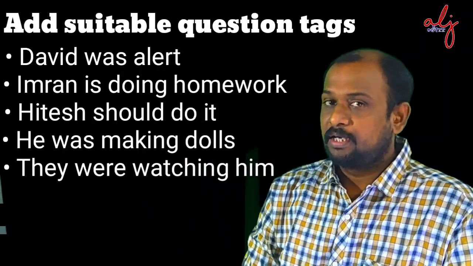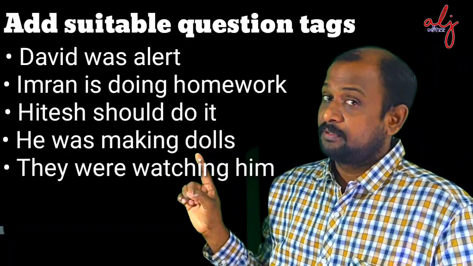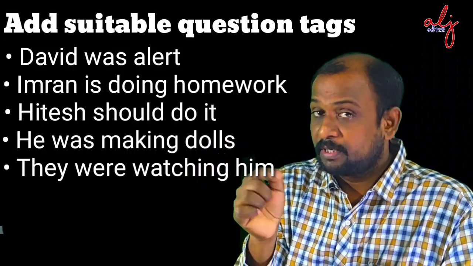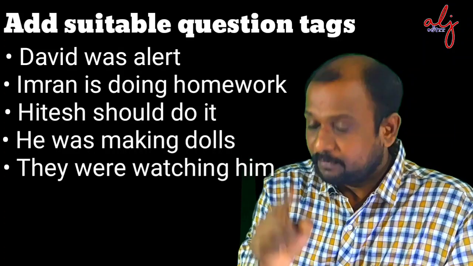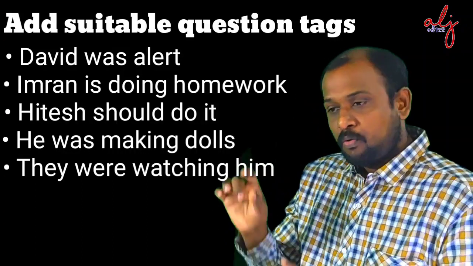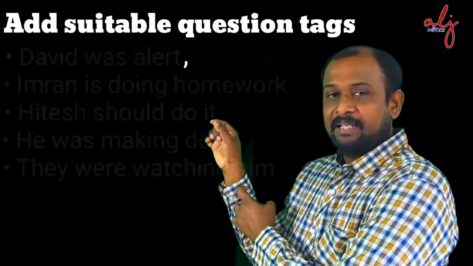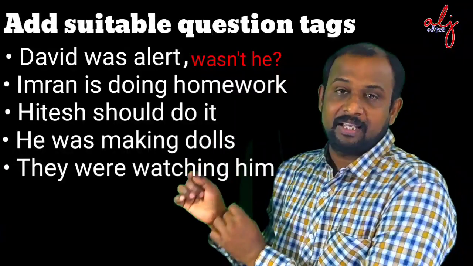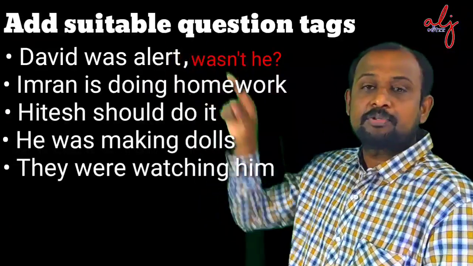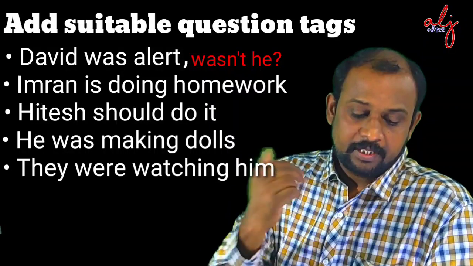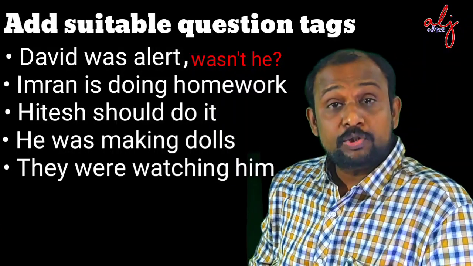Okay, see the first one. David was alert. What is the question tag for this? First pick the helping verb. What is the helping verb here? The auxiliary: was. Wasn't he? Because the pronoun for David is he. Wasn't he? is the question tag for this. Second one, Imran is doing homework.